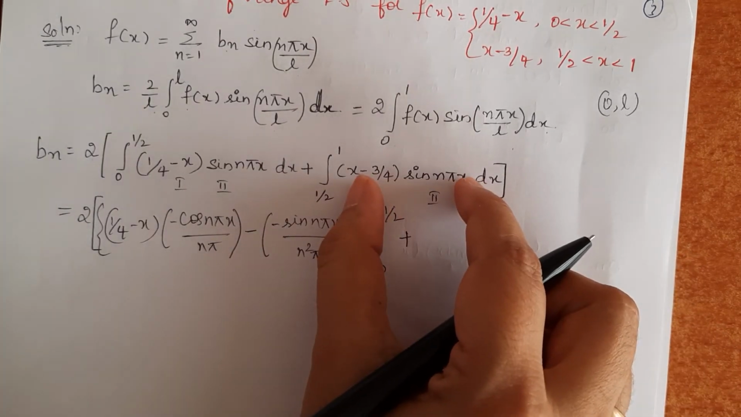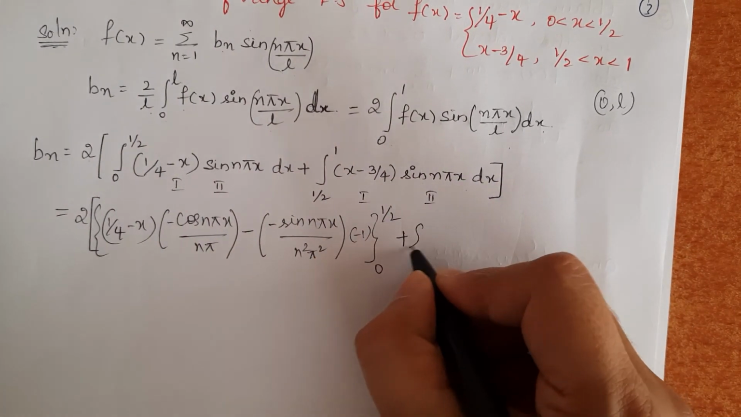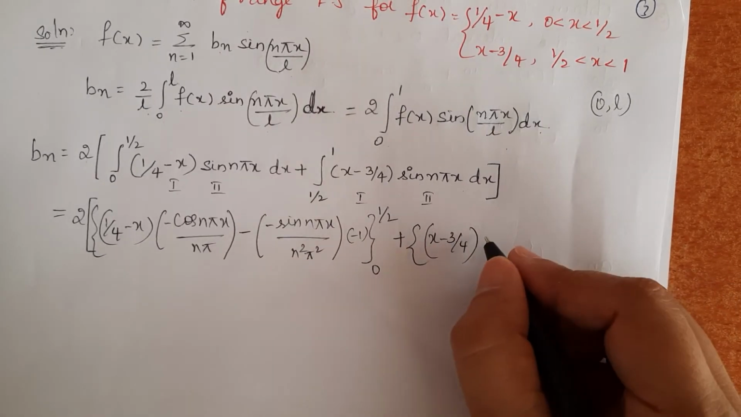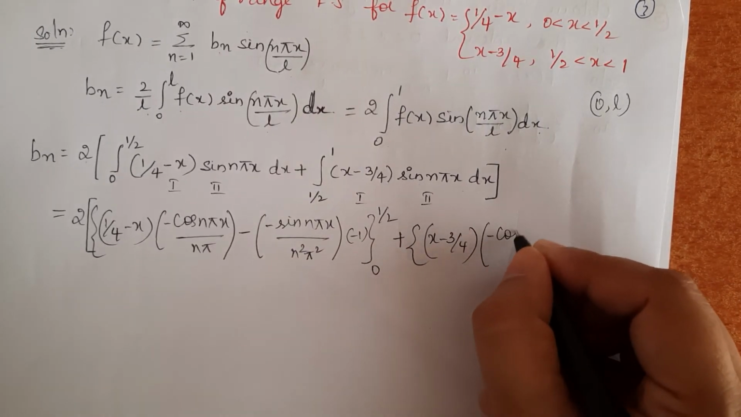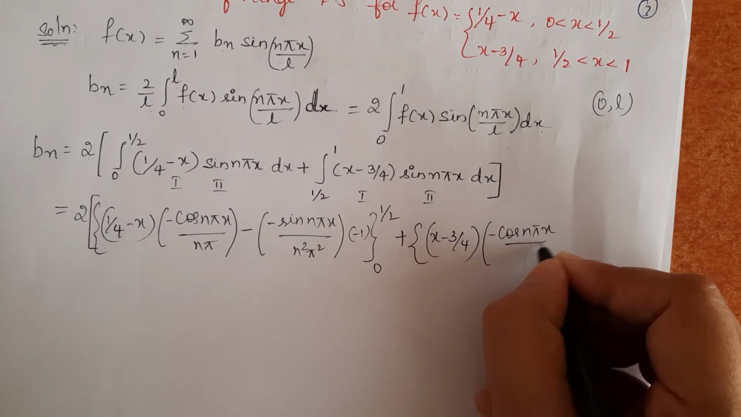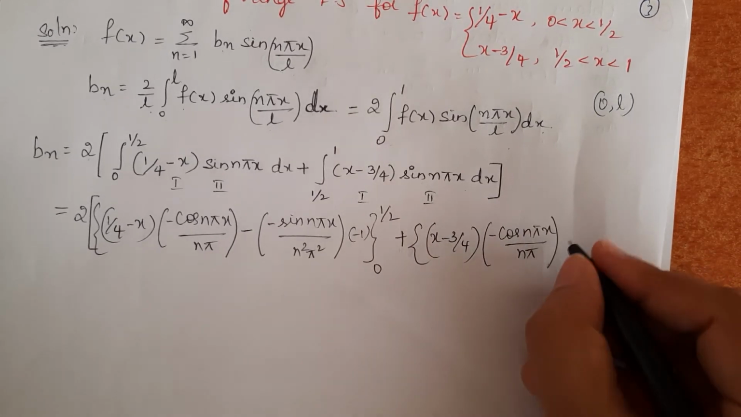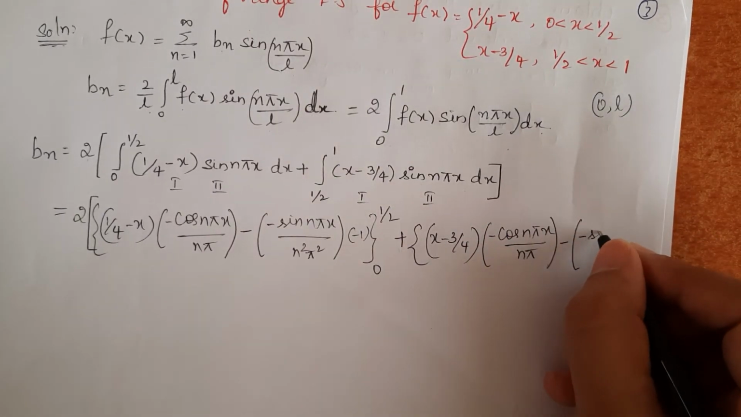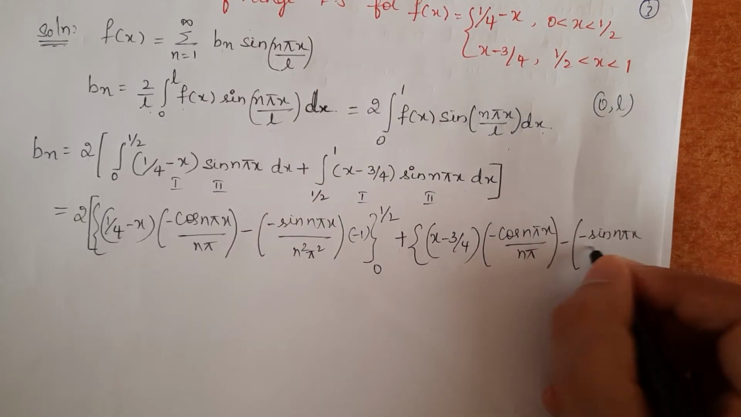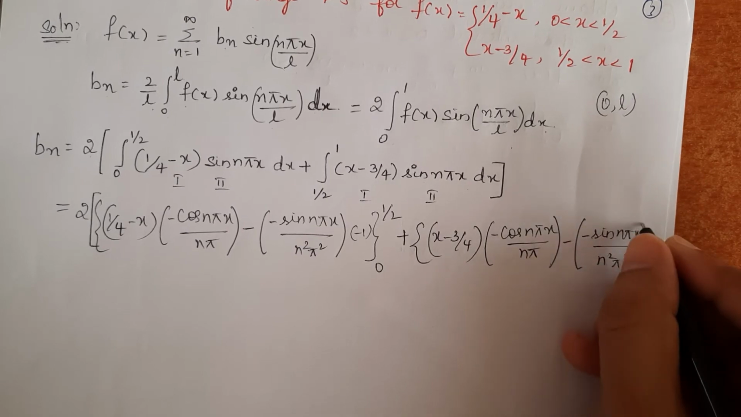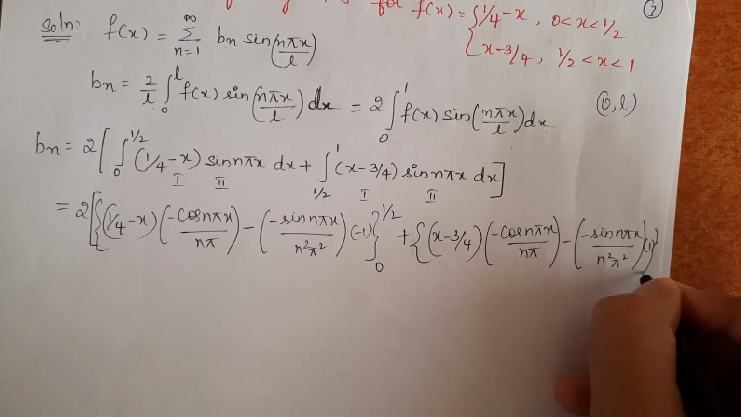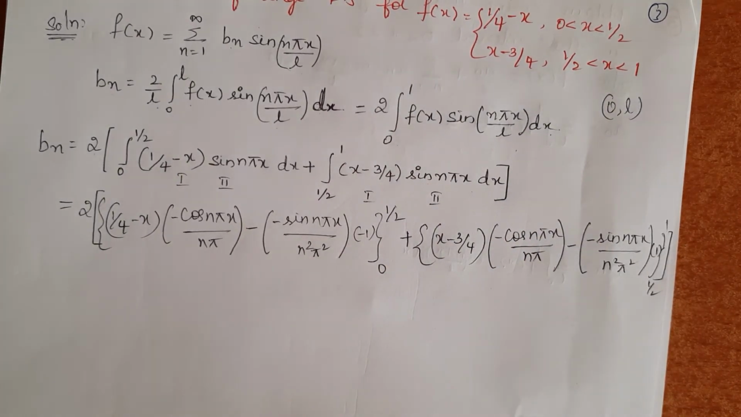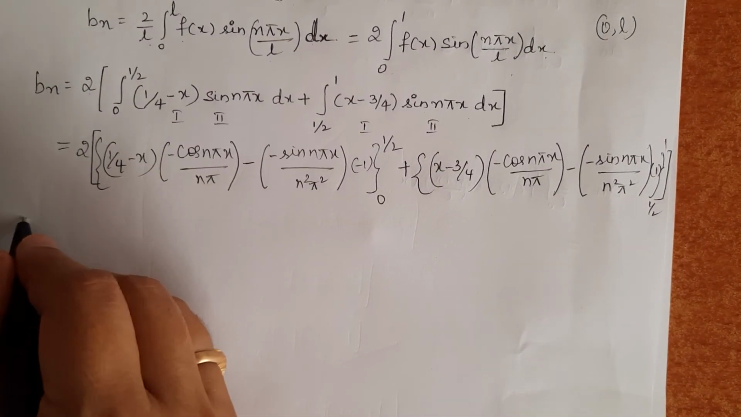Let us integrate this by applying Bernoulli's rule of integration. The first function is (x minus 3/4) into the integration of sine, which is minus cos n pi x divided by n pi, minus the integration of this integrated function, which is sine n pi x divided by n square pi square, into the differentiation of x, which is 1. This is between the limits half to 1. Now, let us substitute the limits.